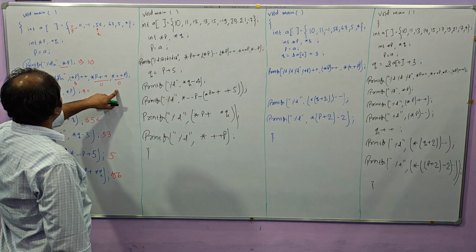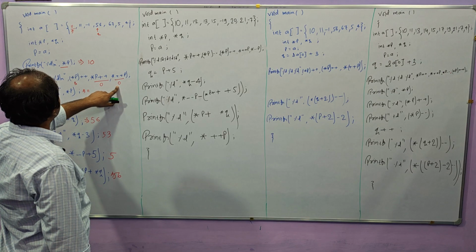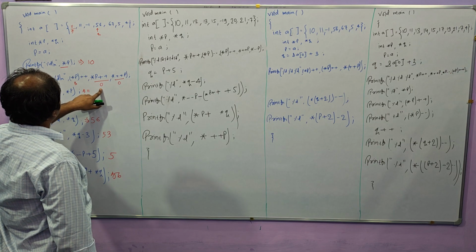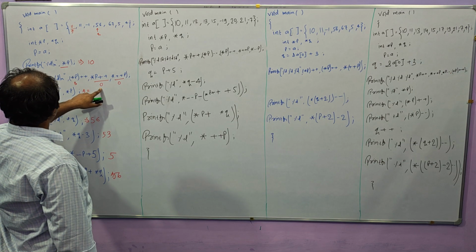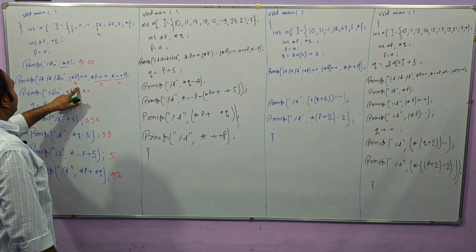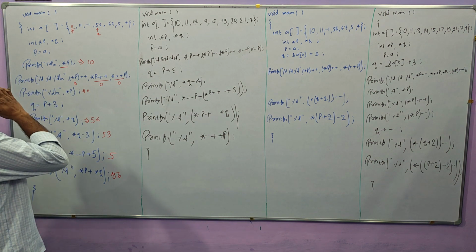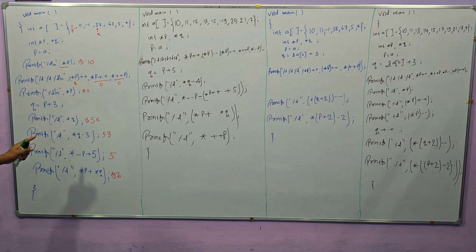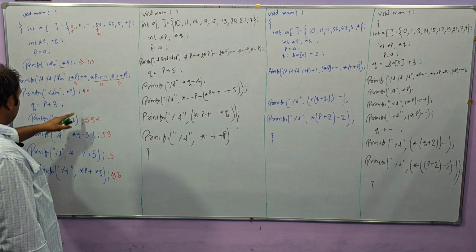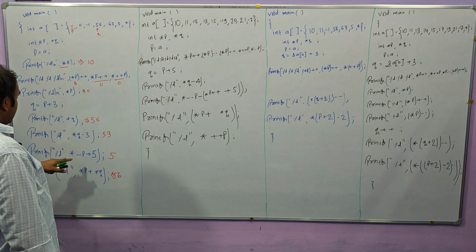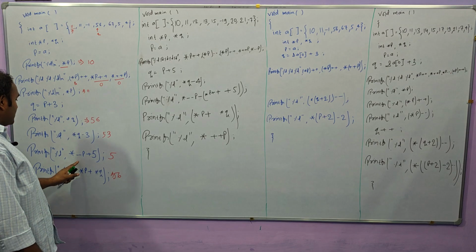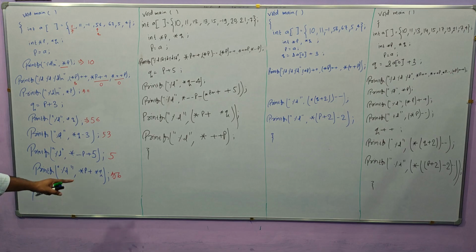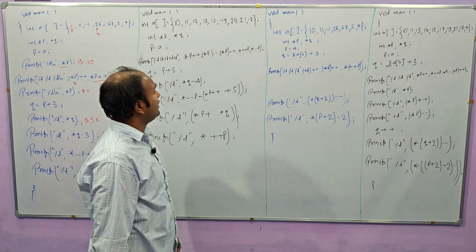10, 0, 0 10, 10 11 into 10. This value is going to 11. 11. 5 56.